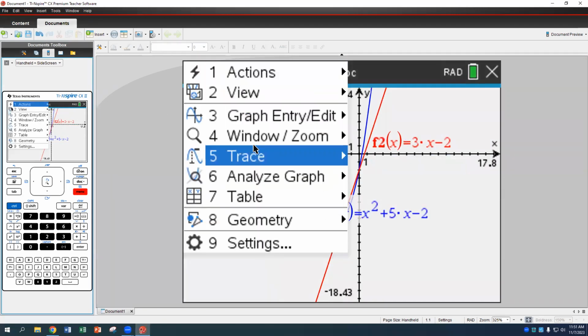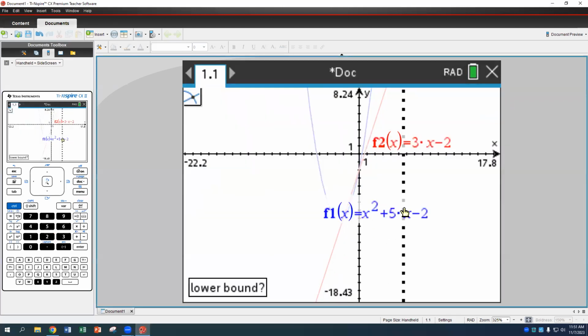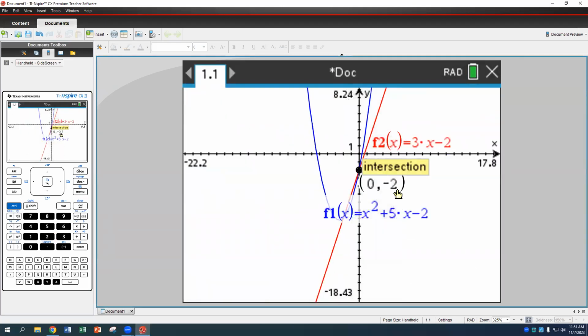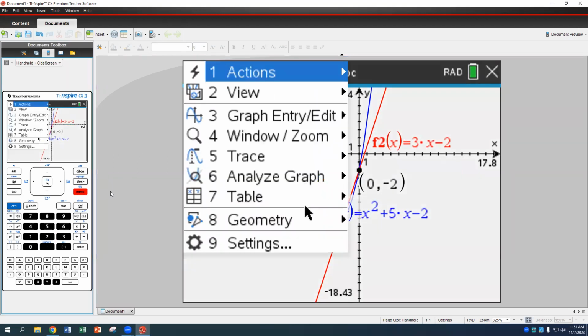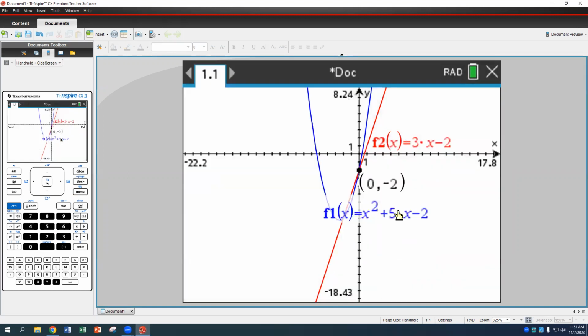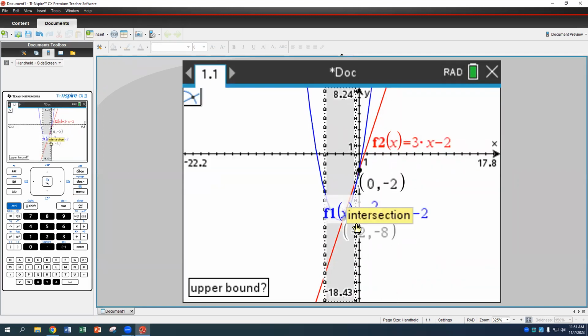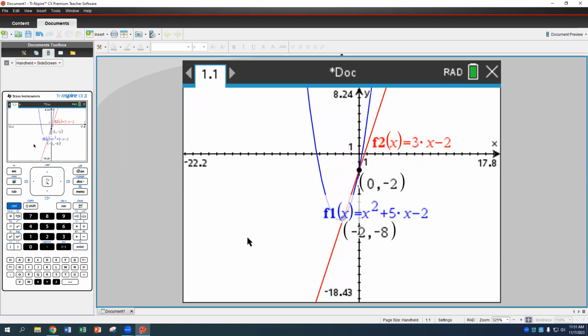Okay, I'm going to go to menu, analyze graph, intersection. I'm going to click to the left of the intersection, to the right. There's one intersection. There's a second intersection down here, so I need to do it again. Analyze graph, intersection. I'm going to click to the left of the intersection and then to the right. And I get negative 2, negative 8. So my two solutions here are going to be 0, negative 2, and negative 2, negative 8. Those are the 2 points where the line and the quadratic intersect. The blue's the quadratic, the red's the line.